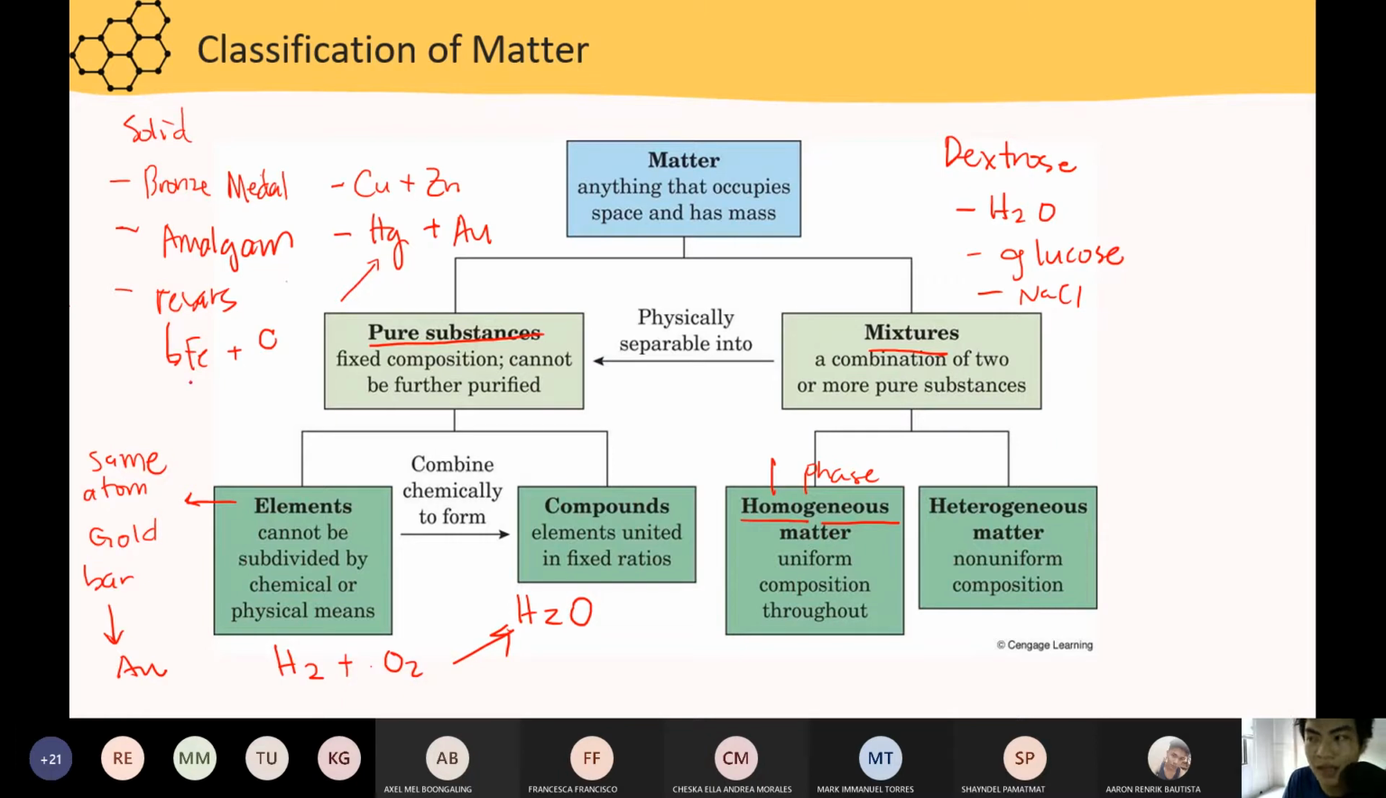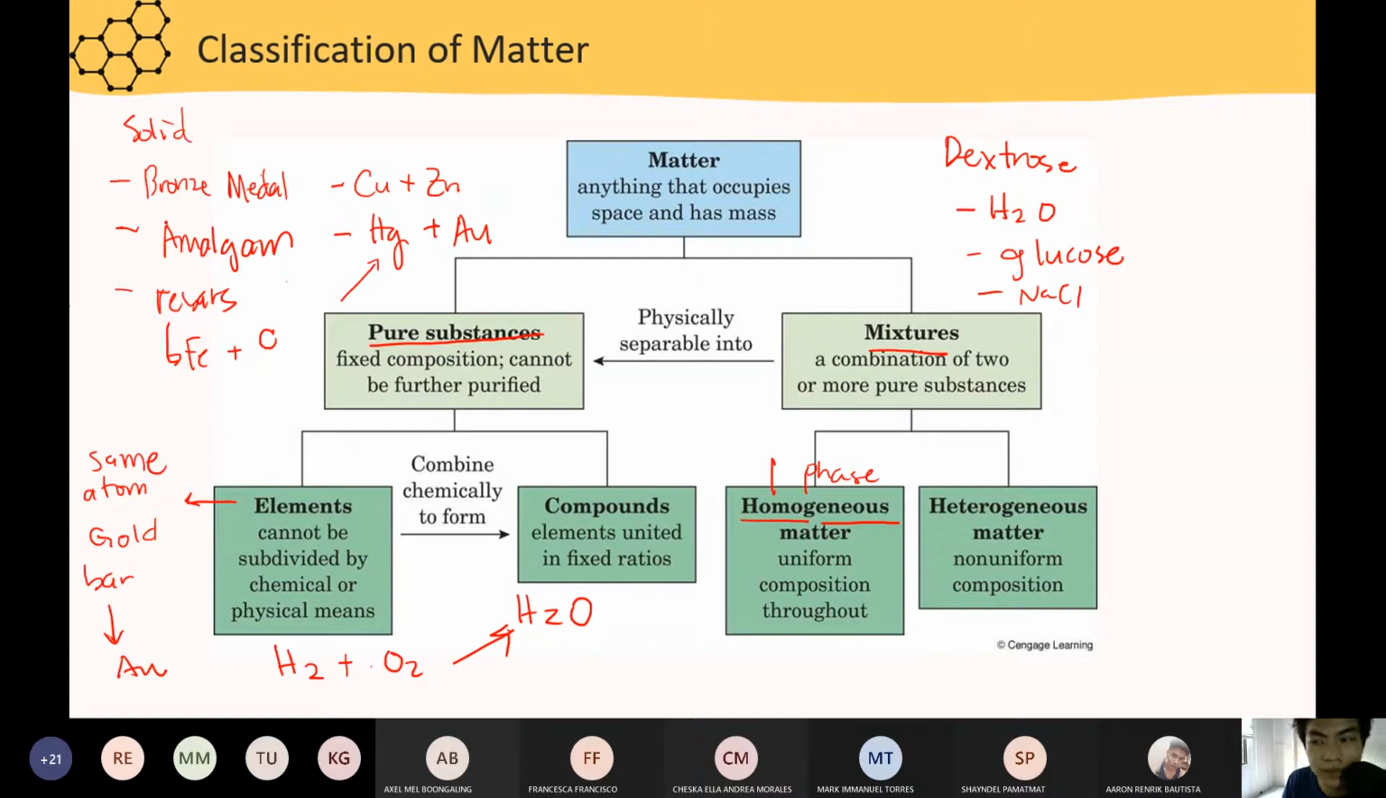So yan, kapag iron lang, mahirap i-bend. With carbon, it is easier to bend. Okay? But not too much carbon, ha? Kasi if you have too much carbon, it will be too fragile. Masyado siyang mabilis masira. Okay? So those are some examples of solid homogeneous mixture.